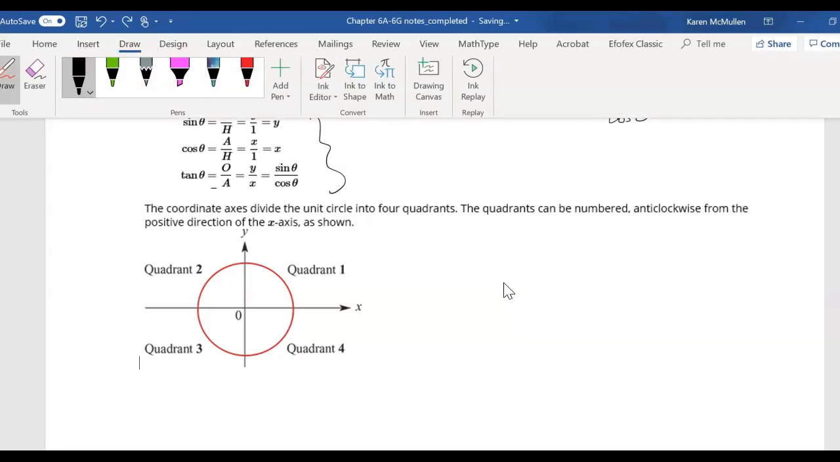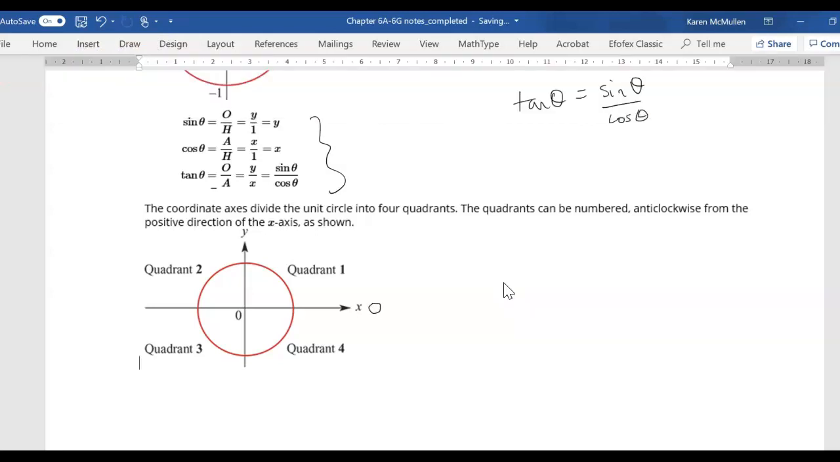Okay, so we always start here at 0 and we go in an anti-clockwise direction. Now, you've got 4 quadrants. Okay, so on your Cartesian plane, you've got 4 quadrants. So we read them as quadrant 1, quadrant 2, quadrant 3, quadrant 4, okay, because we're going around in an anti-clockwise direction.